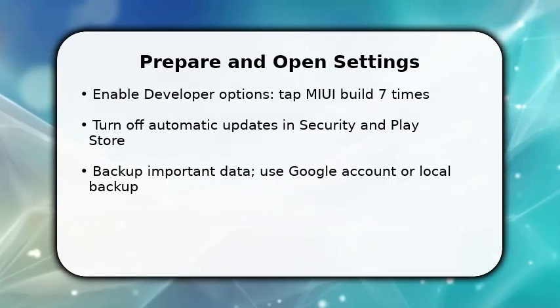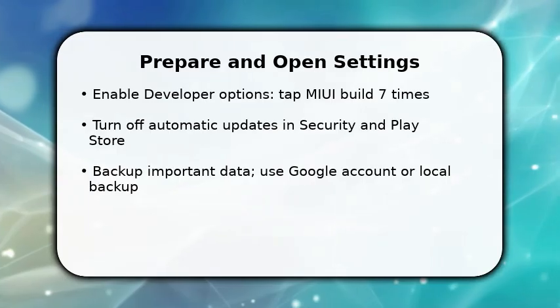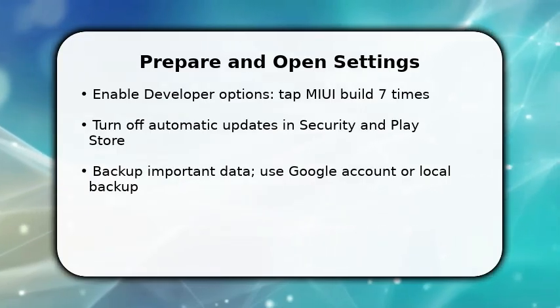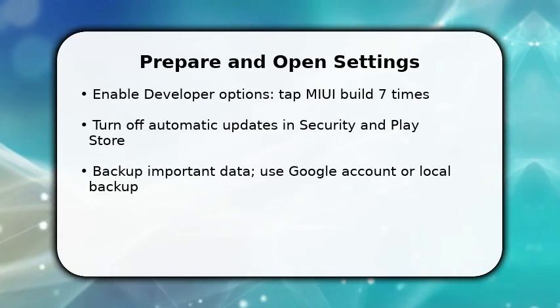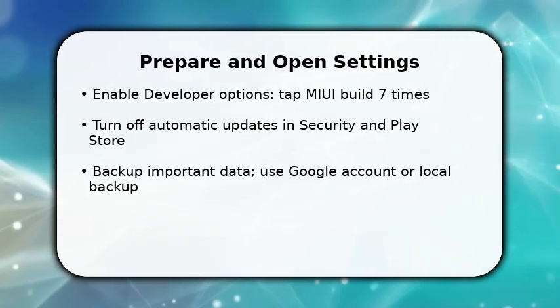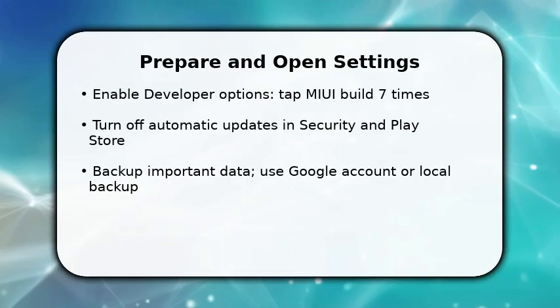You start by preparing the phone, enable developer options, and make a quick backup so nothing is lost. Once done, open Settings and go to Apps or Installed Apps. This is where you'll target the system app.